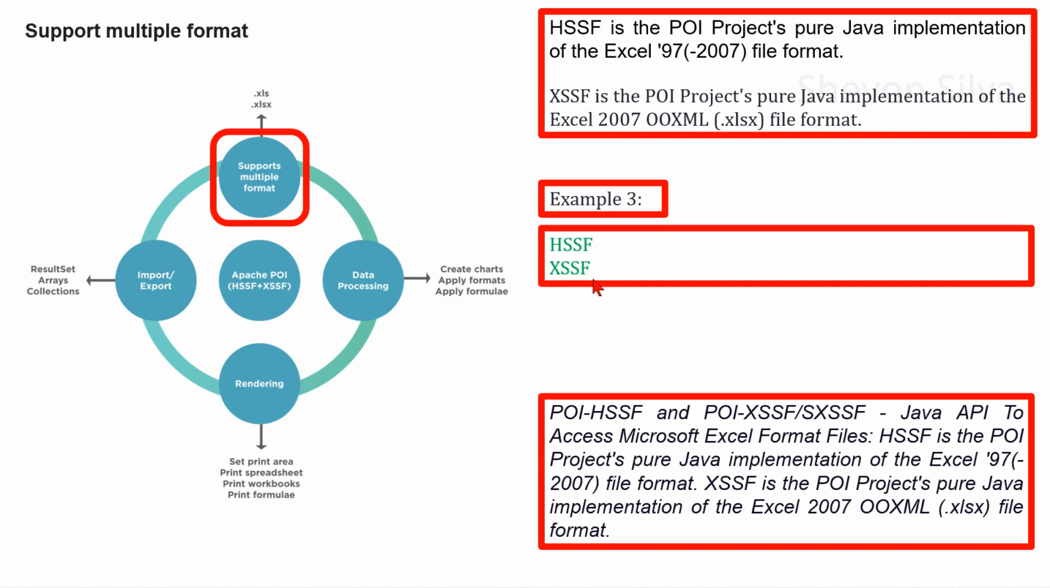HSSF and XSSF provide a way to create, modify, and read and write Excel spreadsheets. They provide low-level structures for those with special needs, an event model API for efficient read-only access, and a full user model API for creating, reading, and modifying XLS files. For people converting from the POI HSSF user model who wish to use the joint SS user model for HSSF and XSSF support, refer to the documentation.